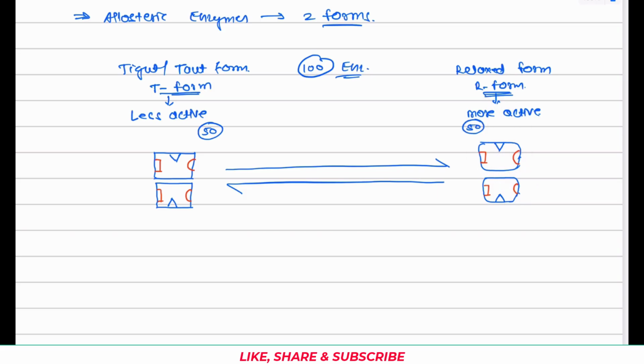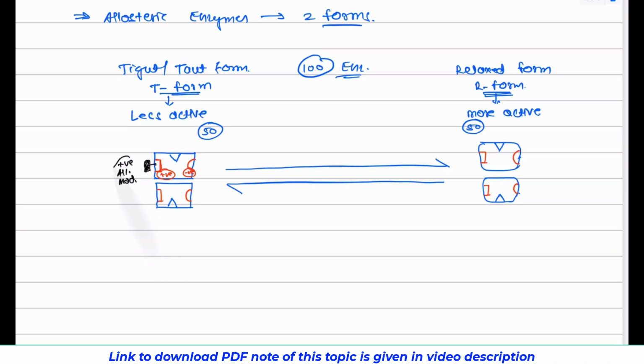Now let's suppose that this allosteric site is a positive allosteric site, that means an activator site, and let's say this allosteric site is an inhibitor site. So what happens if this particular allosteric modulator binds at the allosteric site? Obviously enzyme activity will increase, right? And as it is activating the enzyme, we call it a positive allosteric modulator. So when this positive allosteric modulator binds at this allosteric site, what will happen? It will convert this T form into the R form, which is more active, so enzyme activity increases.